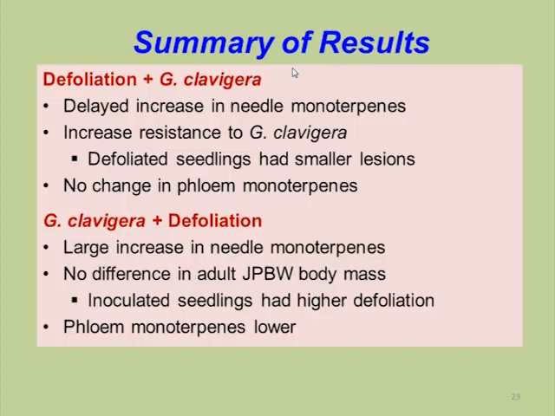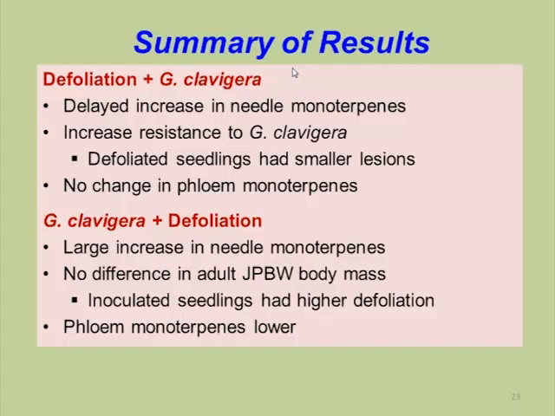And then the other category, we have this group. The seedlings were first inoculated and then defoliated. We've seen a huge increase in needle monoterpenes. However, we didn't see any changes in body mass of the adult jack pine budworms. What they did is very interesting. As soon as they see the changes in the needle chemistry, they ate more. We call it compensatory feeding. It's very common in many insect species. And we found the monoterpenes lower.